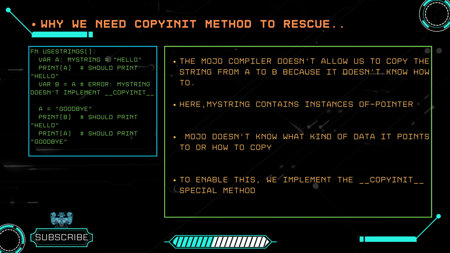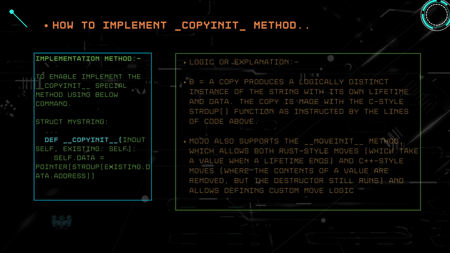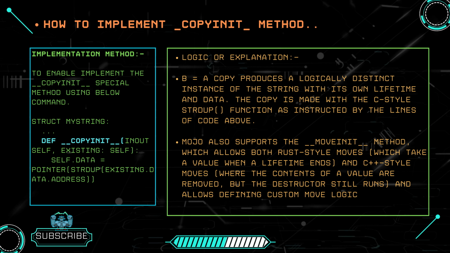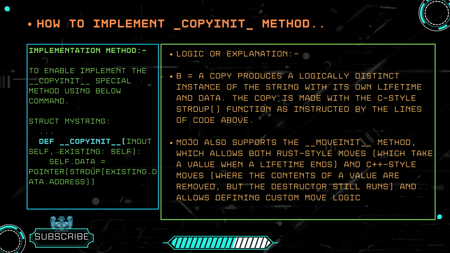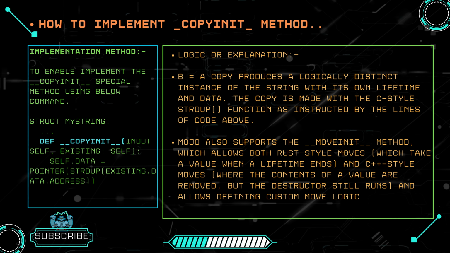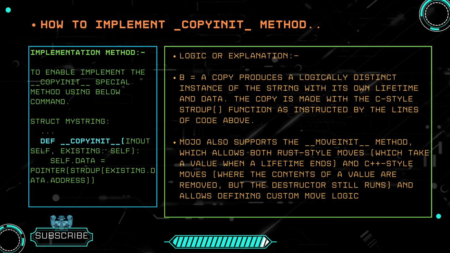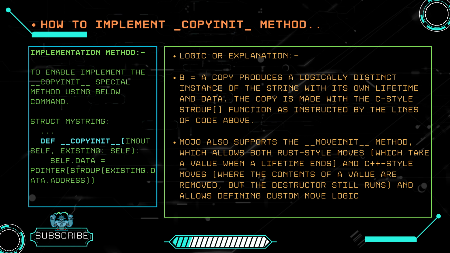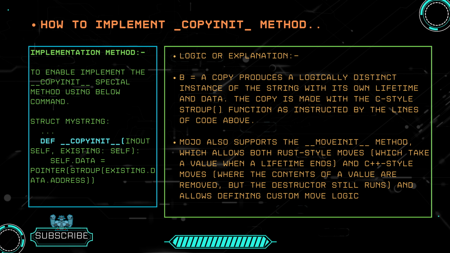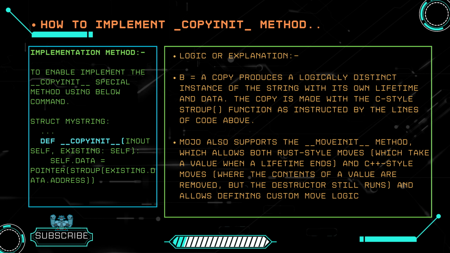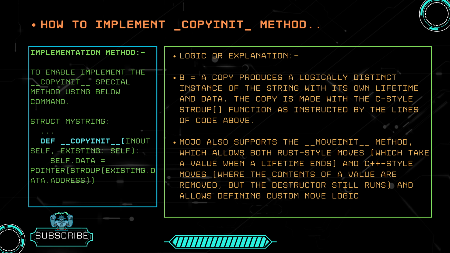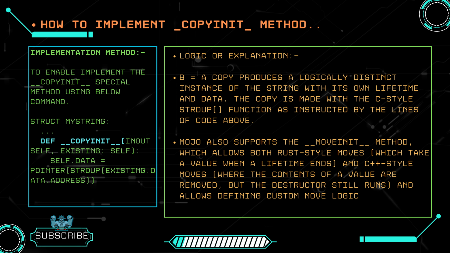How to implement the copyInit method. To implement the __copyinit__ special method, please find the example and explanation logic. The statement b = a copy produces a logically distinct instance of the string with its own lifetime and data. The copy is made with the C-style strdup function, as instructed by the lines of code above.